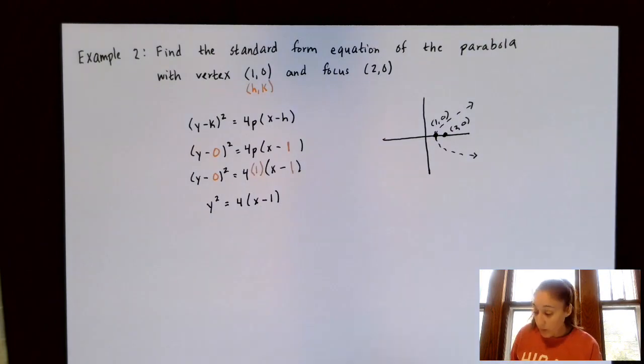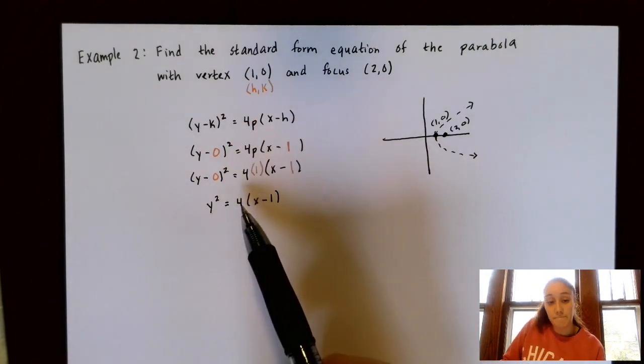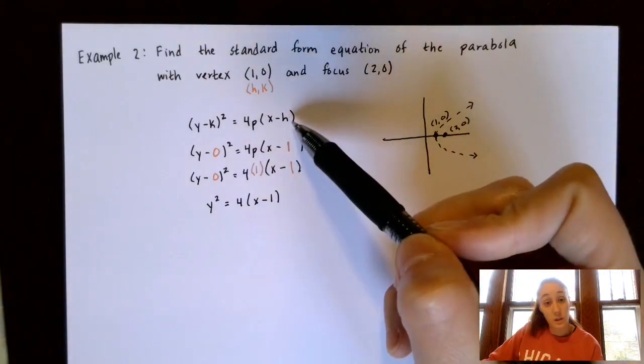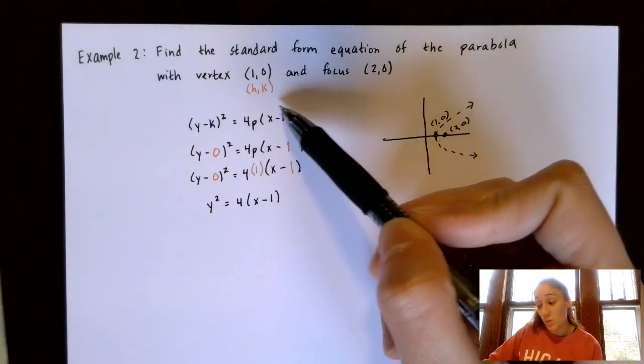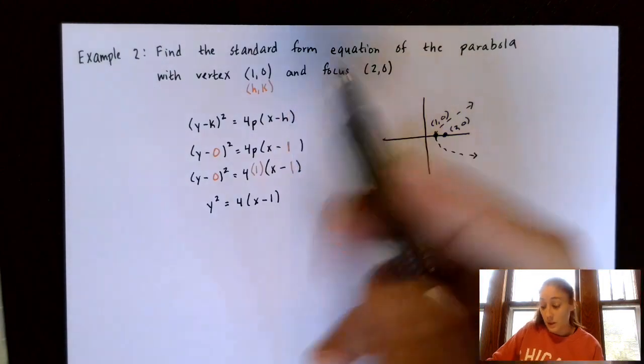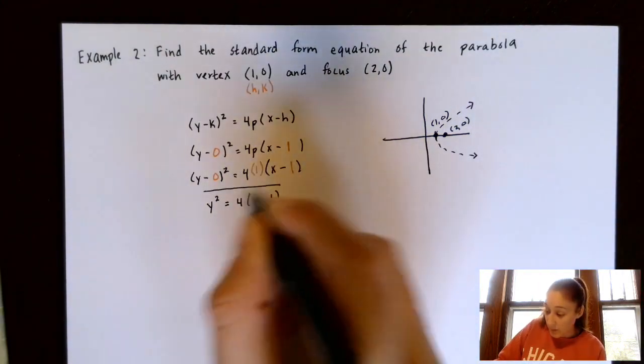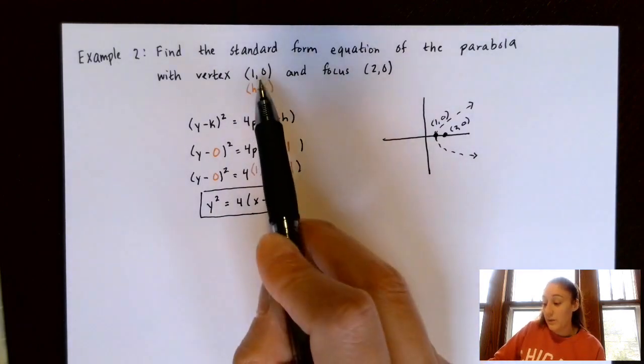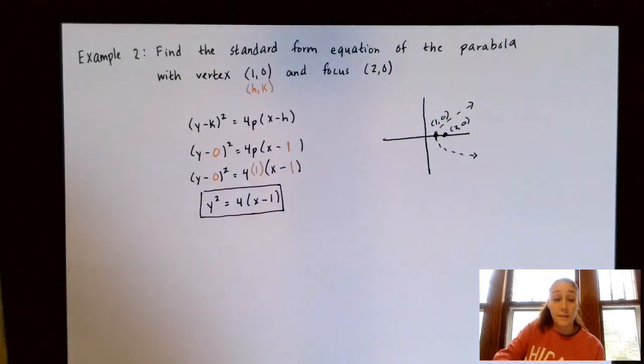You might be tempted to distribute this, but in fact, because we want this to look like standard form, you want the parentheses. So this is as far as you want to go. So this is the equation of this parabola with a vertex at (1, 0) and a focus at (2, 0).